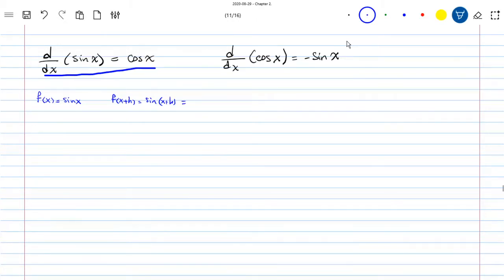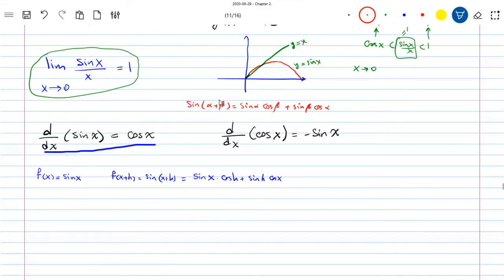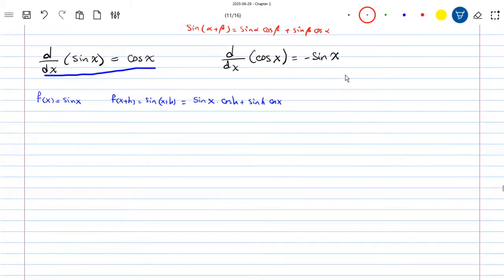And there is an identity for sine of x plus h in trigonometry. You have probably seen it. It's sine x cosine h plus sine h cosine x. You might not have seen it as x and h. You might have seen it as alpha and beta. This was the identity: sine of alpha plus beta is sine alpha cosine beta plus sine beta cosine alpha. It's not necessary to memorize any of these identities. You should know the derivatives as well as this limit, but the trigonometric identity is not necessary to remember.